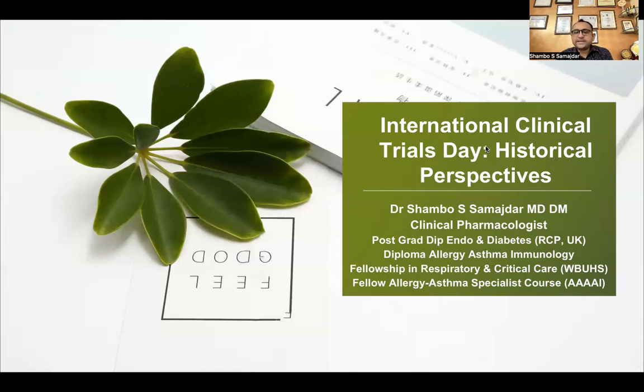So this World Clinical Trial Day, which we are going to observe today, serves as a reminder of the impact that clinical trials have had on medical progress throughout history. It also aims to raise awareness about the importance of patient participation in clinical trials. Volunteers are essential for advancing medical research and improving healthcare outcomes for future generations, so we always consider the patient as the central, the key stakeholder in this whole ball game.